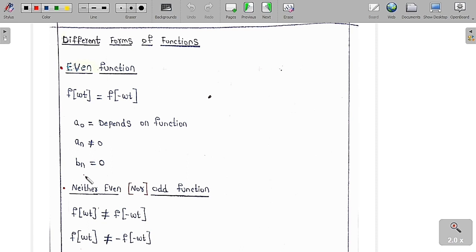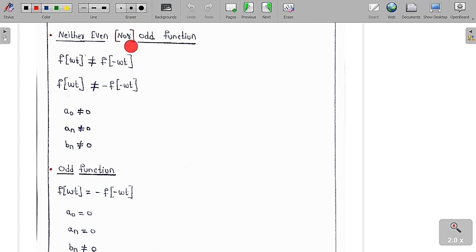Whereas b n is nothing but f of theta into sin n theta. f of theta is an even function and sin is an odd function. So the product of an even function and an odd function is overall an odd function. So the integration of an odd function over one time period is 0. Therefore a naught is not equal to 0, a n is not equal to 0, whereas b n is equal to 0. That is how we can easily simplify for a given even function. So either even or odd function.